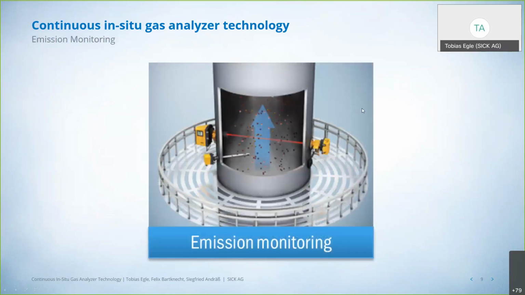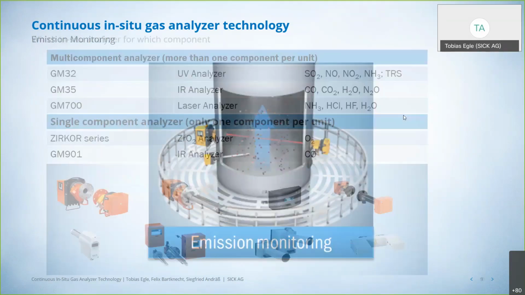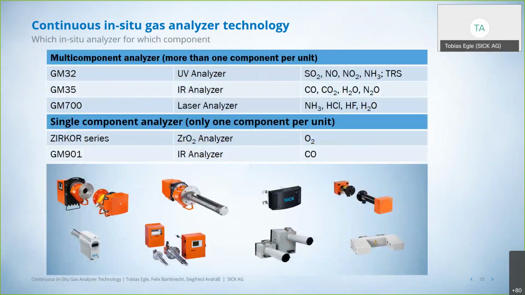First, I would like to talk about emission monitoring. SICK offers a wide range of in-situ gas analyzers for emission monitoring, which we will see on the next slide. We have so-called multi-component gas analyzers, which are really unique for SICK as well. We have the GM32 for SO2, NO, NO2, and a couple of others, the GM35 and the GM700. And we use different kinds of technologies to get to these components.